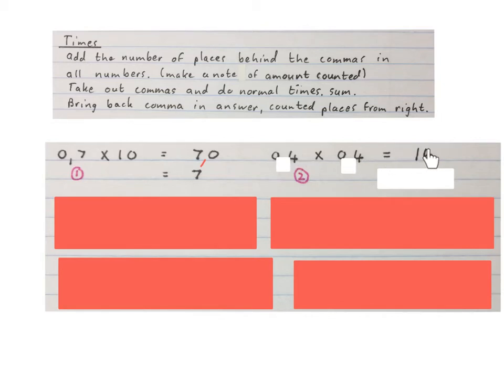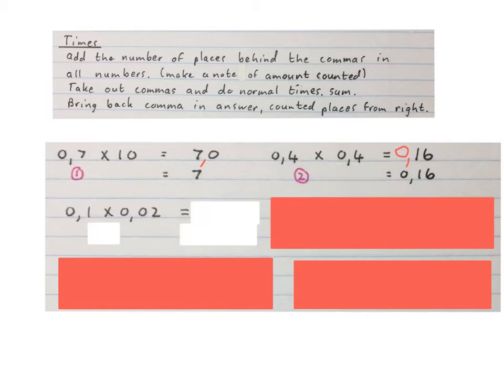4 times 4 is 16. Now bring back the comma from the right hand side, the counted amount of places. So we count from the back, 1, 2 places because we have a 2 here. Final answer of 0,4 times 0,4 is 0,16.